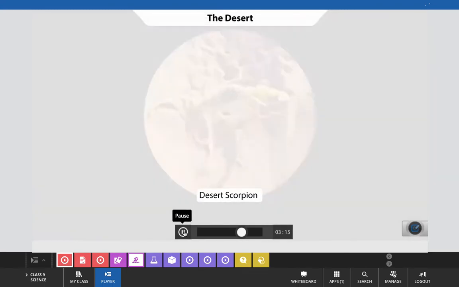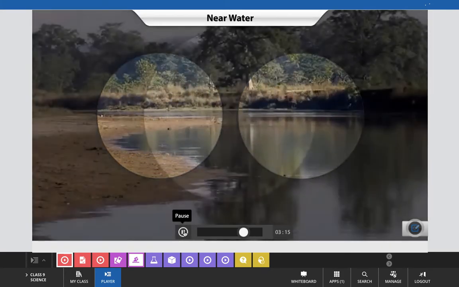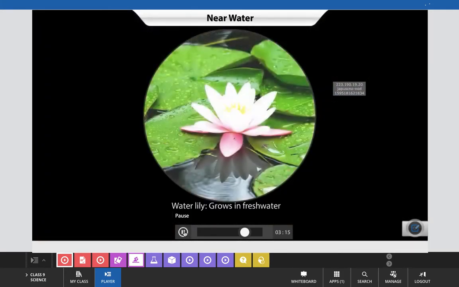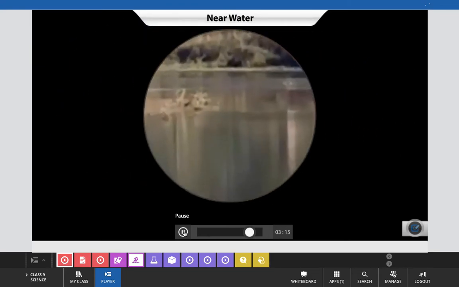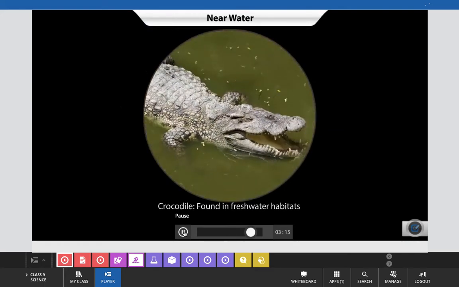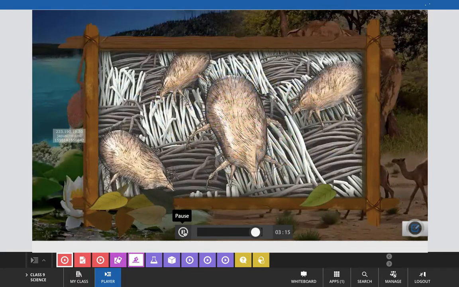Let's leave the desert now and see how different life is in and around water. Water lilies grow in ponds or lakes. The upper surface of the leaves have a waxy coating that repels water. Look out! The crocodile is a larger and more mobile carnivore that's mostly found in freshwater habitats. Besides these, there's a much larger world of microscopic creatures too.